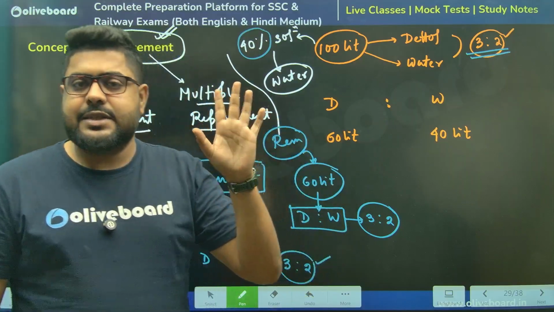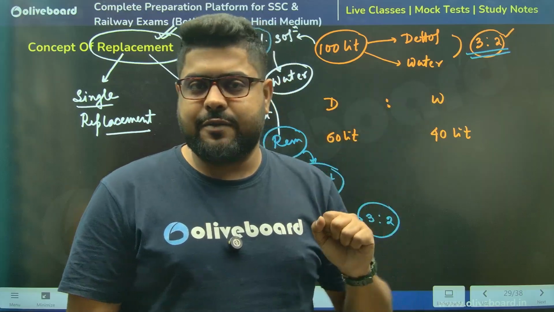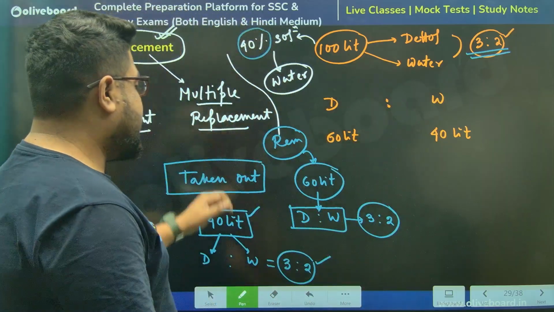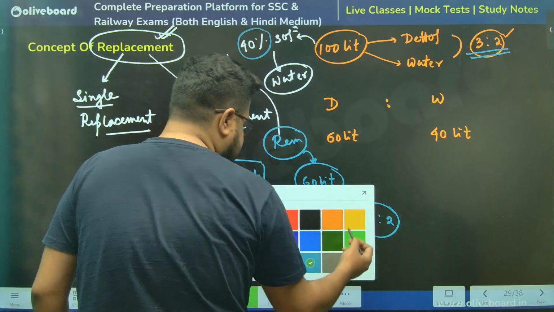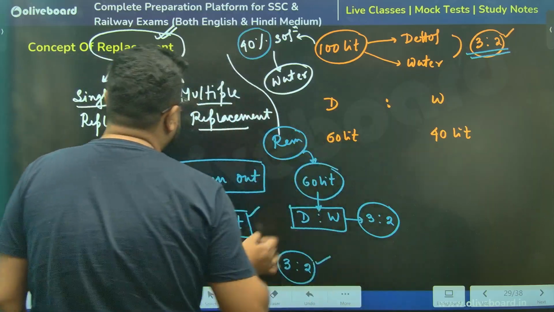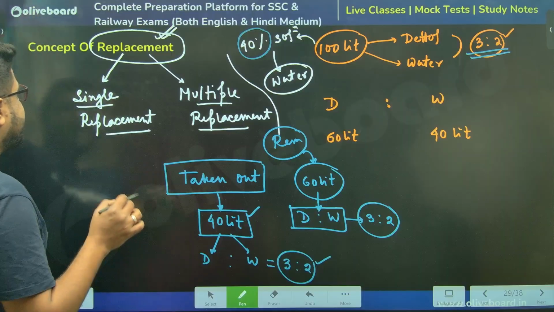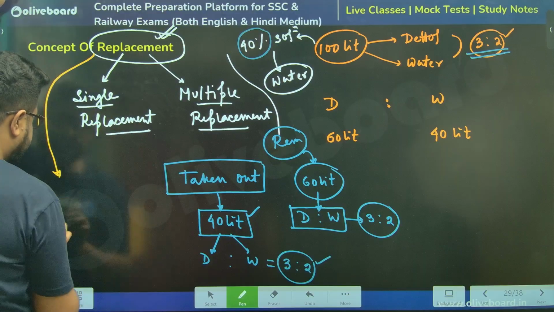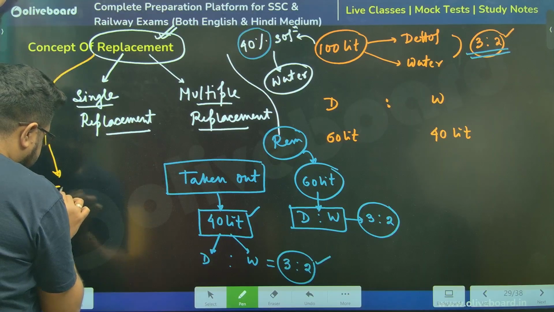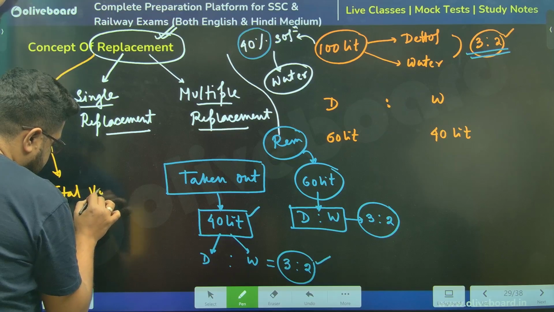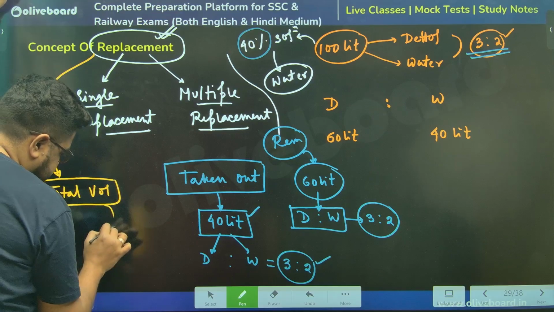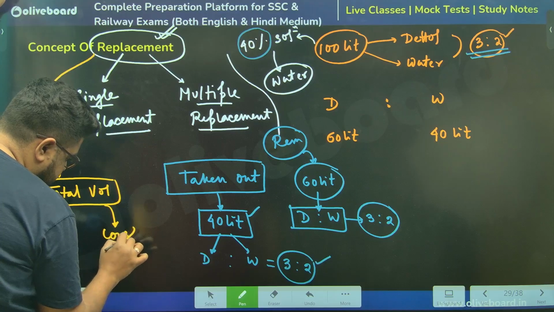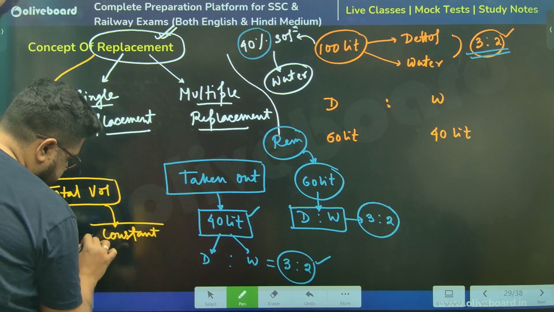This is the first concept that you need to understand very firmly. Now, the second concept, which is the most important concept: in replacement, something remains constant. What remains constant? The total volume is always constant.